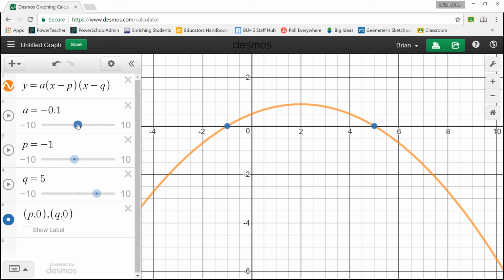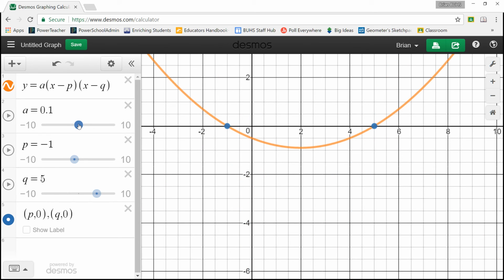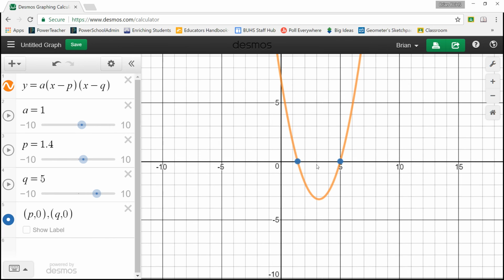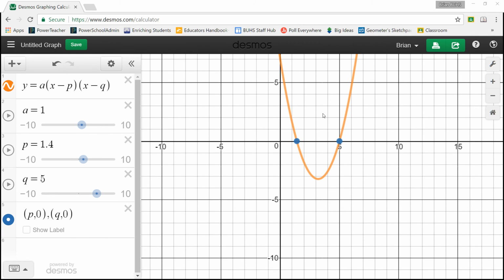And I can make a super shallow parabola, but it'll still pass through those 2 points, no matter how I slide it around. Isn't that cool looking? The vertex is changing, right? But the x-intercepts are predicted successfully using that. All right, so that's good to know.